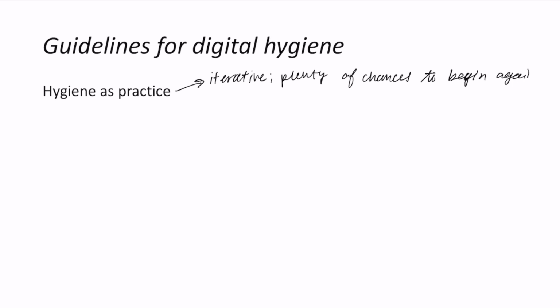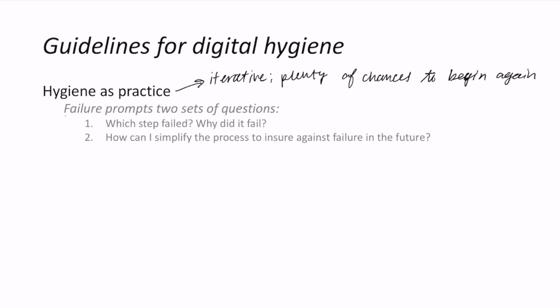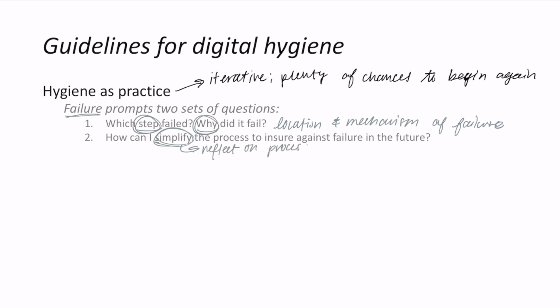So if you do fall off the horse, failure should prompt two sets of questions. The first is which step failed? So where's the location of the failure? And then why did that mechanism fail? So how does that mechanism work and what went wrong? Second question is, how can you simplify the process to help make sure that you don't fail in the same way again in the future? Again, it's iterative, so you always have a second chance. So failure is a really great opportunity to reflect on why your process isn't working.